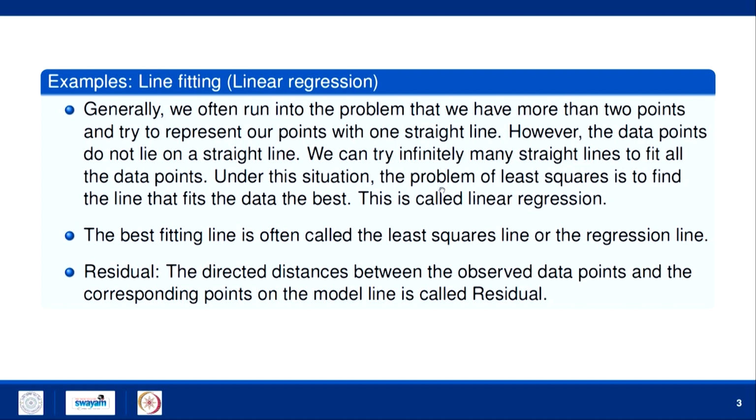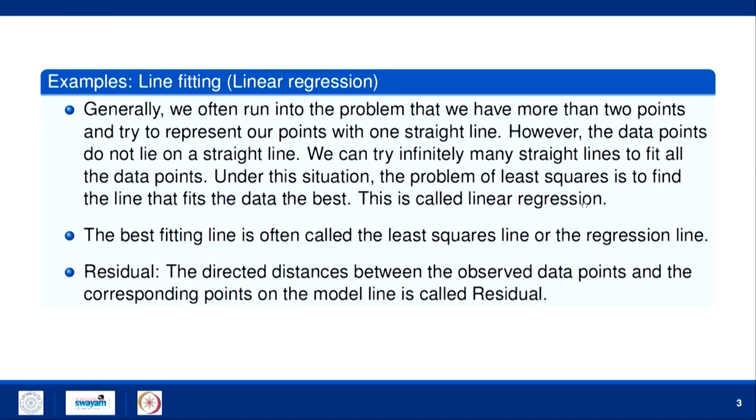Under this situation, the problem of least square is to find the line that fits the data the best. Here best means having the minimum residual error. This is called linear regression. The best fitting line is often called the least square line or the regression line also, and based on that we say for our overdetermined system the solution is the least square approximation solution.